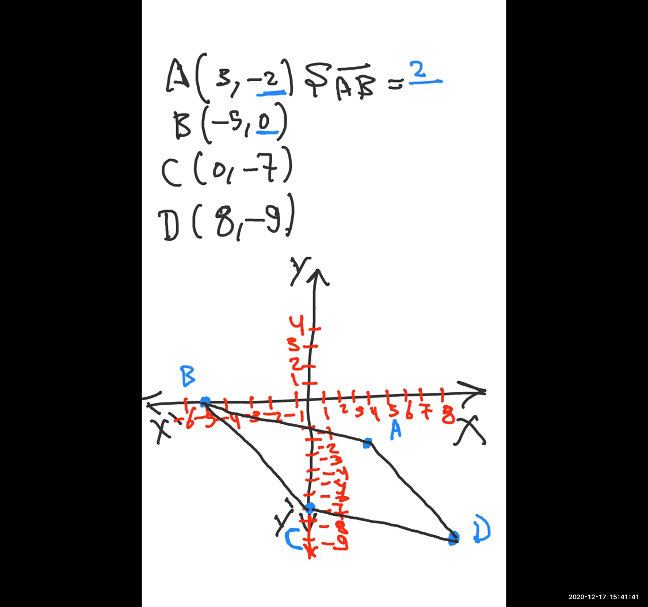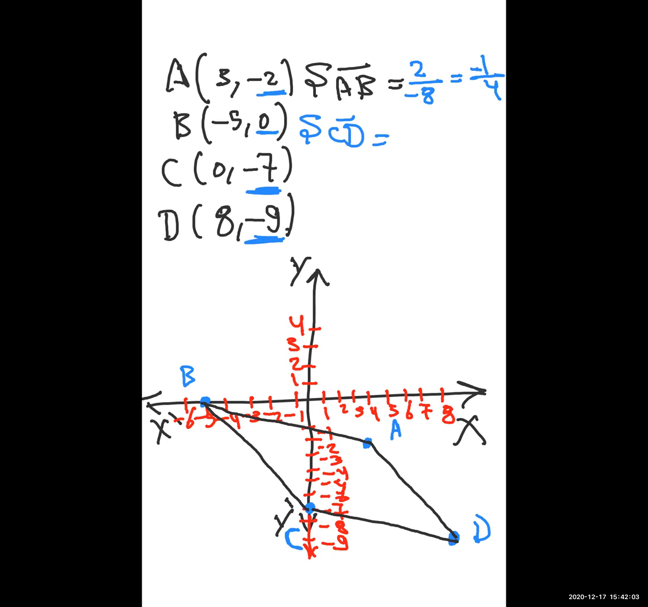Then -5 minus 3 means -8, which will equal 1/4. Of course, it's a negative. Okay, then the slope of CD, which is the opposite to AB. It will equal, where is CD? Yes, this one, and this one is Y.